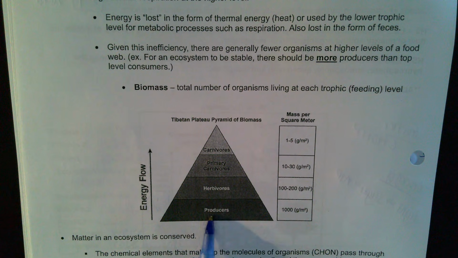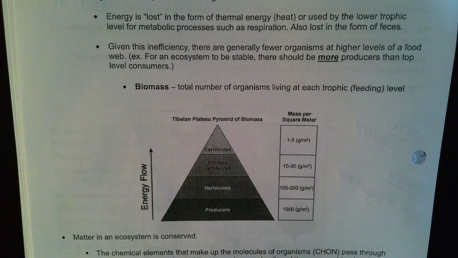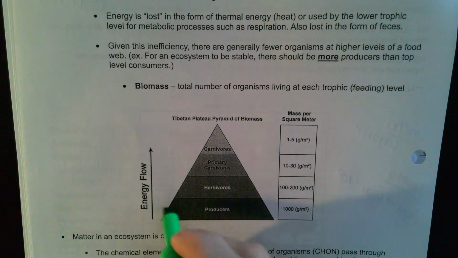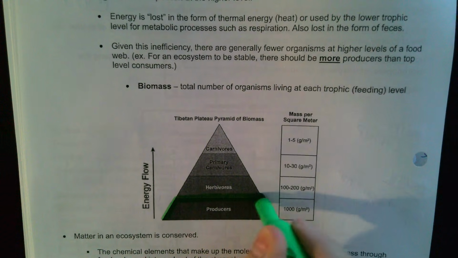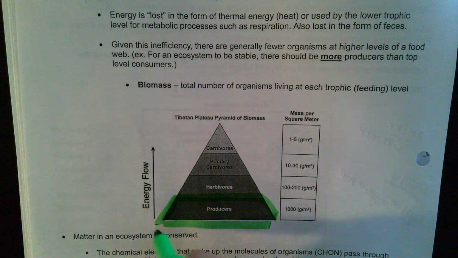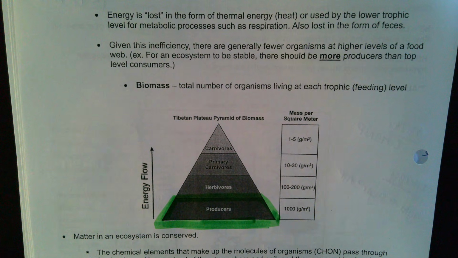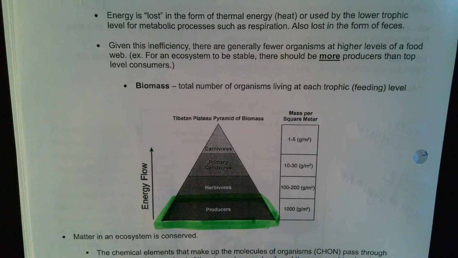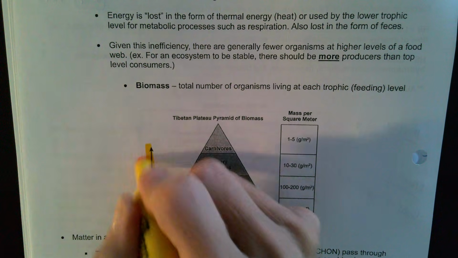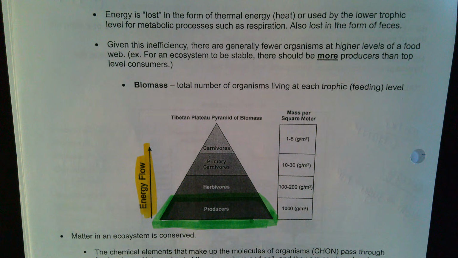What I would suggest you do is here it says producer. On the top, I said plants, phytoplankton, algae. You might want to label that if that's helpful to you. Notice this is the base and it is the largest. Producers have the most mass and they also have the most energy associated with them. Notice on this side, I have my energy flow. Energy flows only in one direction. Producer, herbivore, carnivore.